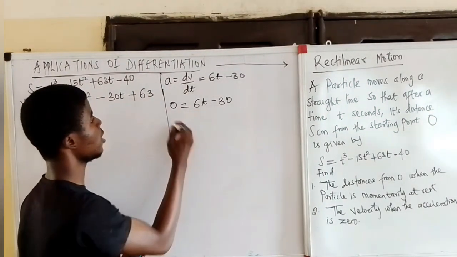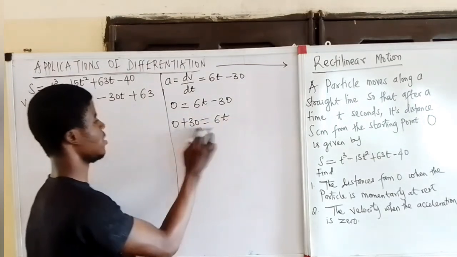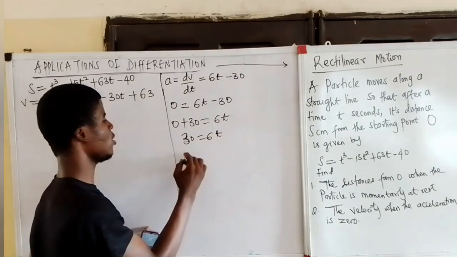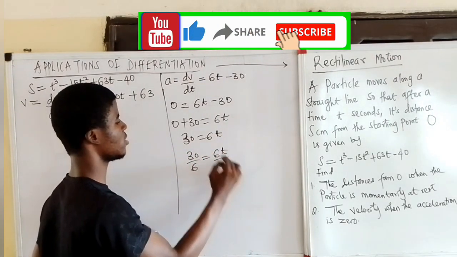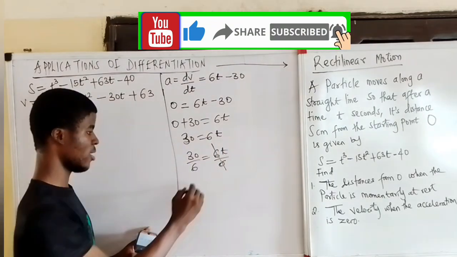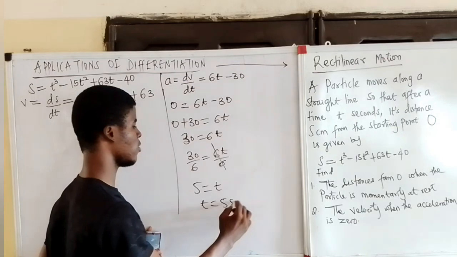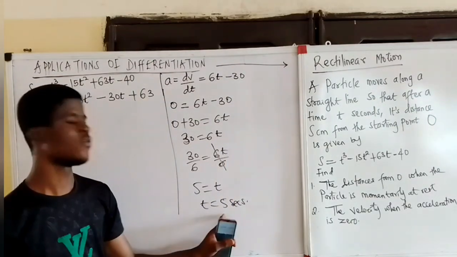So we get 0 plus 30 is equal to 6t. This is 30 equal to 6t. Of course, 30 over 6 equal to 6t over 6. 6 cancels 6. 5 is equal to t. So t is equal to 5 seconds. When the acceleration is 0, the time is 5 seconds.